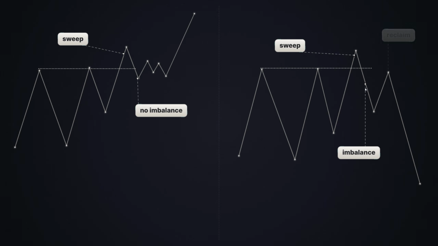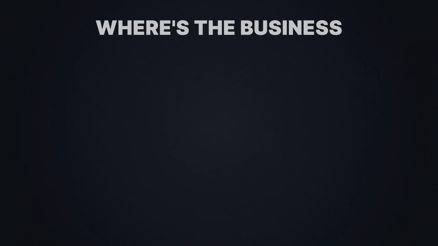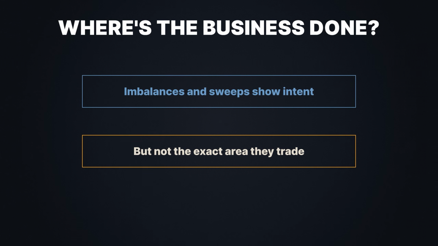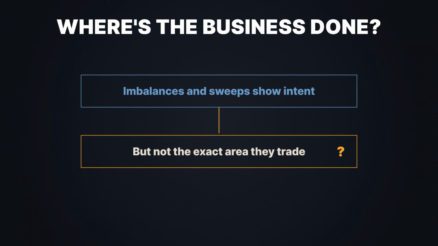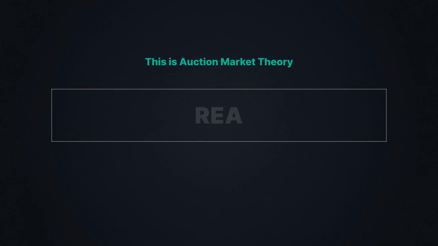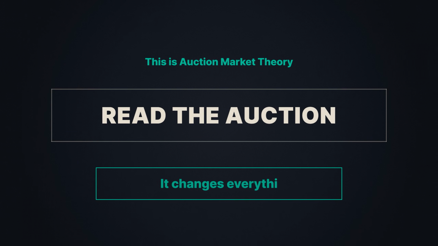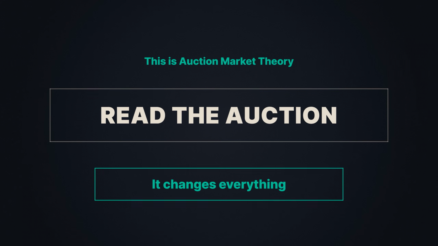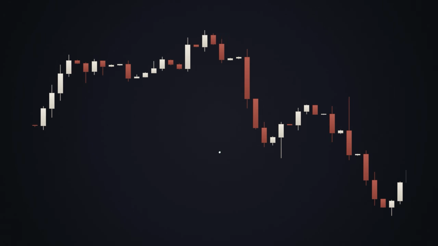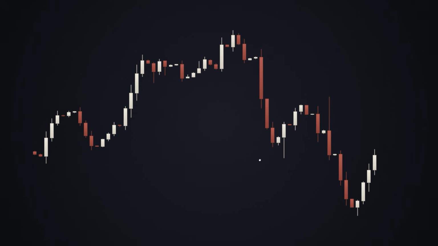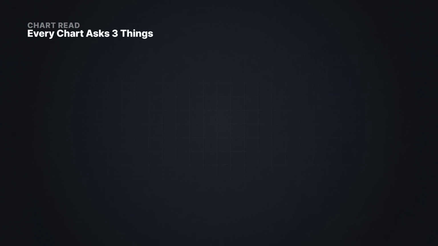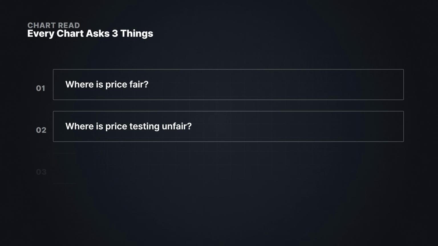Now imbalances and liquidity sweeps are a solid foundation for seeing institutional intent. But how do you actually find the exact areas where institutions are doing business? Well, you read the auction. This is auction market theory, and it changes everything. This is your first insight. Every chart is only asking this: where is price fair? Where is price testing unfair prices?